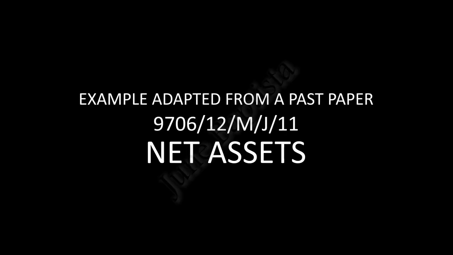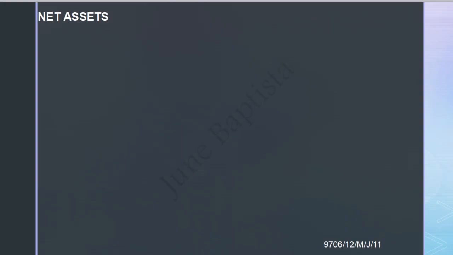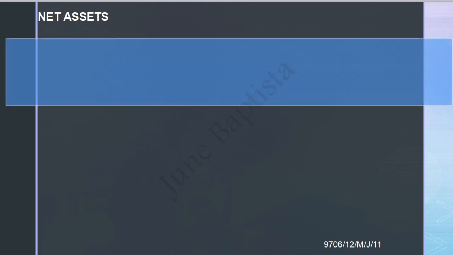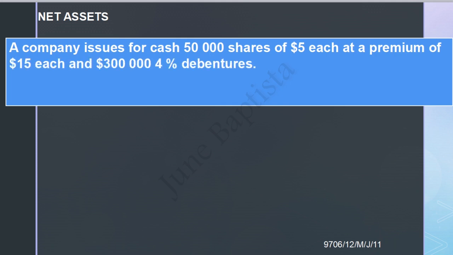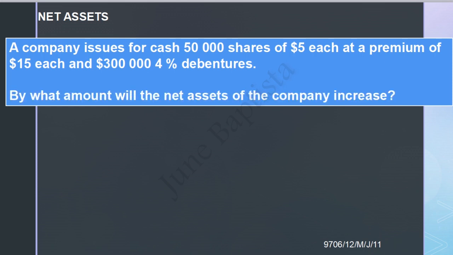This is an interesting example taken from a past paper. Based on net assets after the issue of ordinary shares at a premium and debentures. A company issues for cash 50,000 shares of $5 each at a premium of $15 and 4% debentures for $300,000 cash. By what amount will the net assets of the company increase?